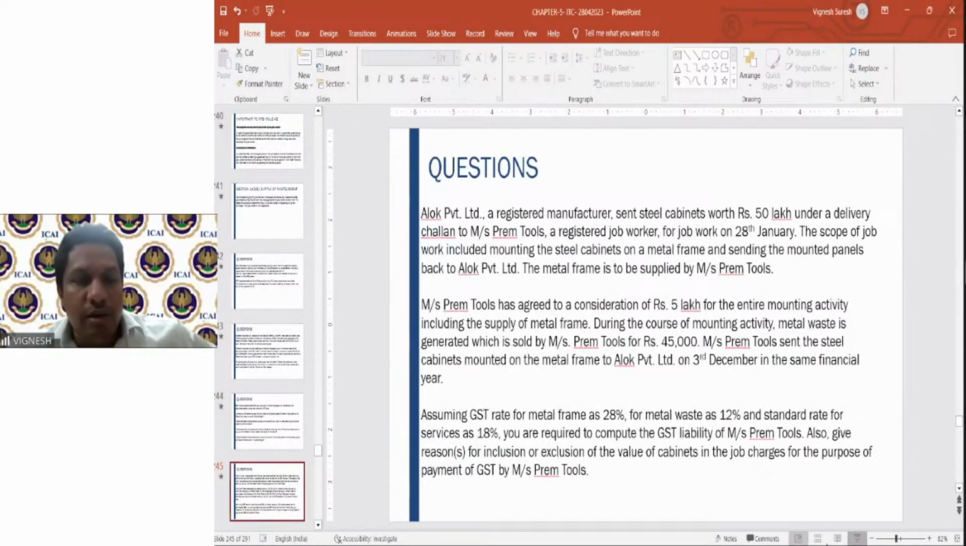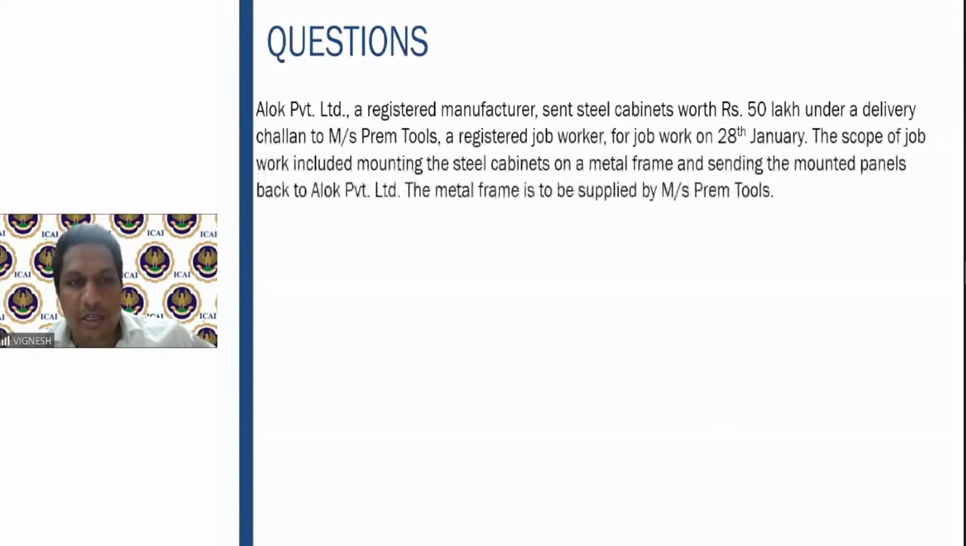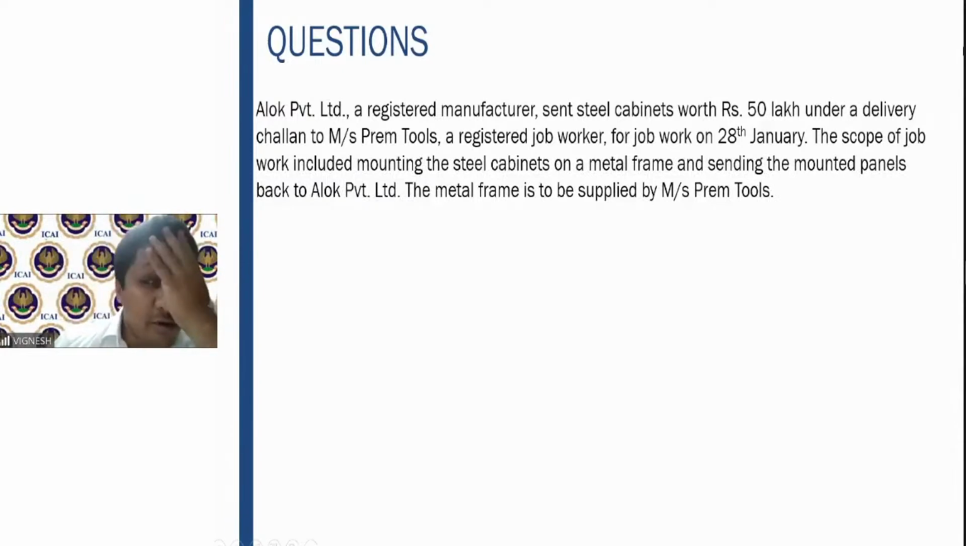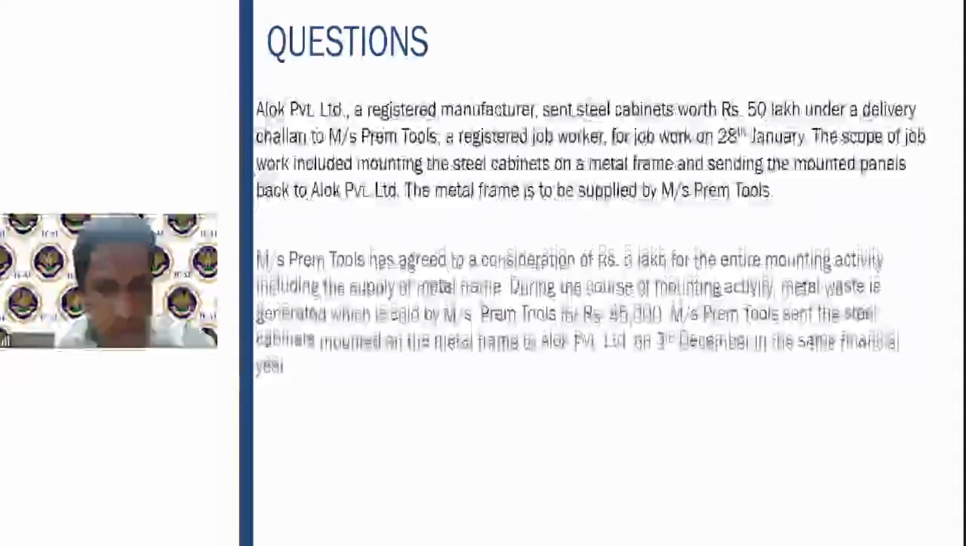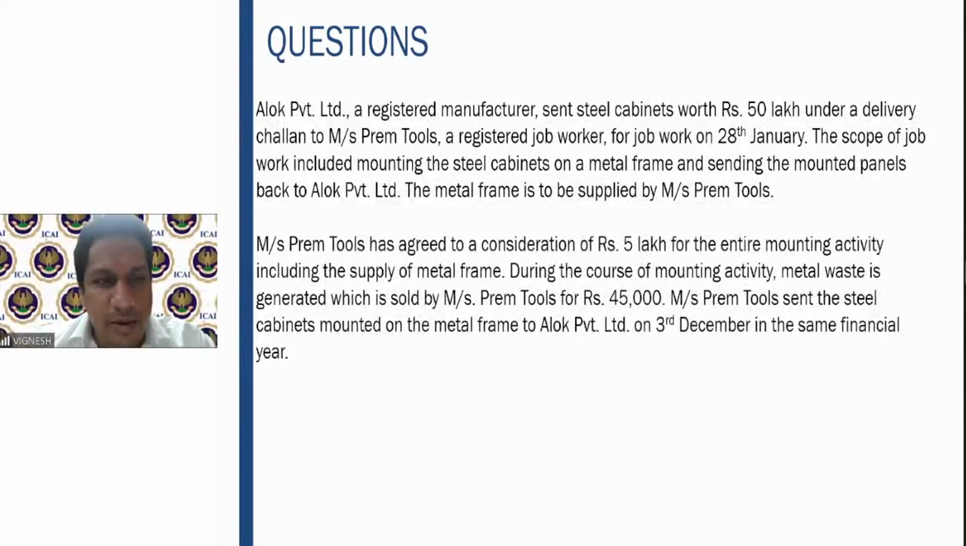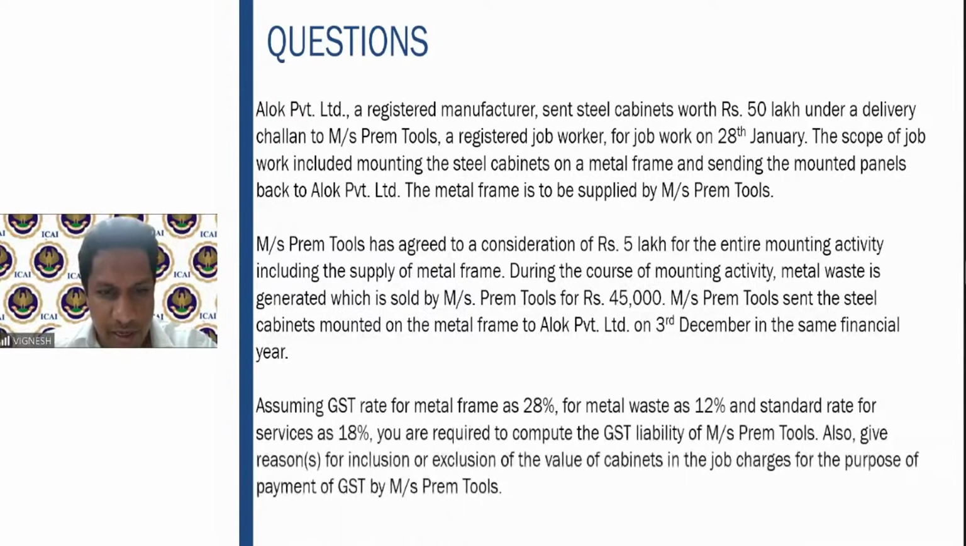Further, another question. Alok Private Limited, a registered manufacturer, has sent steel cabinets worth 50 lakhs on delivery challan to Prem Tools, registered job worker, for job work on 28th January. Scope of the job work included mounting the steel cabinets on a metal frame and sending the panels back to Alok. Metal frame is to be supplied by Prem Tools. Prem Tools has agreed to a consideration of 5 lakhs for the entire mounting activity, including supply of metal frame. During the course of mounting, metal waste is generated, which is sold by Prem Tools for 45,000. The steel cabinets are sent back on 3rd December in the same financial year.